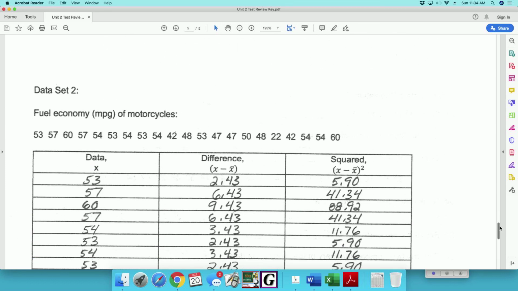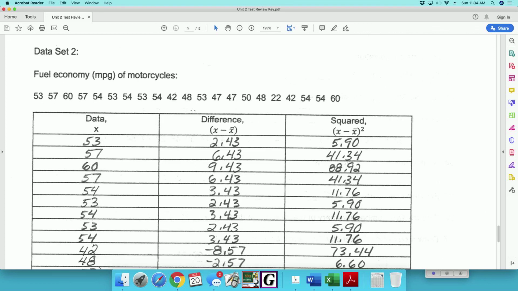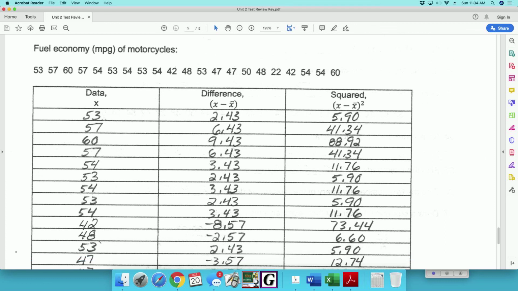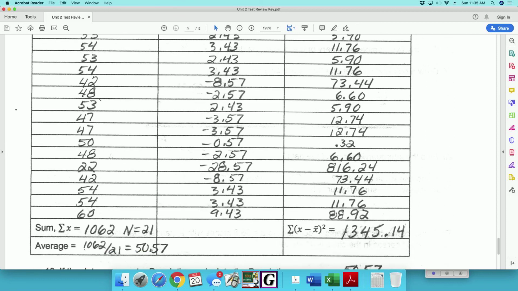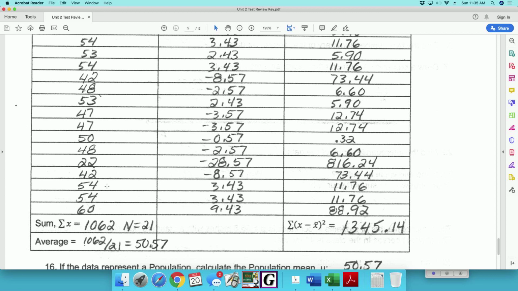Now here's data set 2. This is fuel economy of motorcycles. There are 21 data elements. So to do this chart, to figure out standard deviation and variance, what we're going to do is put all the data, all the x's, in the first column. Be very careful transferring the data. All right. To get your sum, add them all up very carefully. There are 21. To get your average, you're going to do your total divided by how many there are.